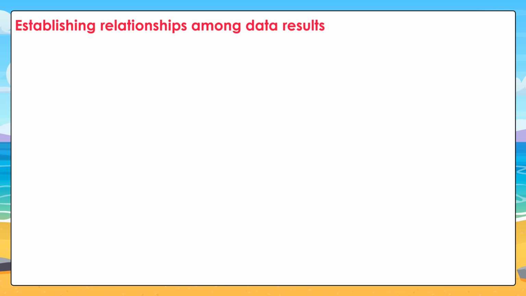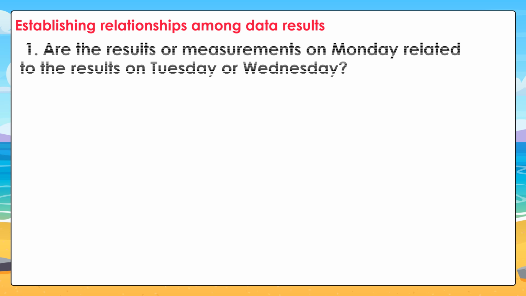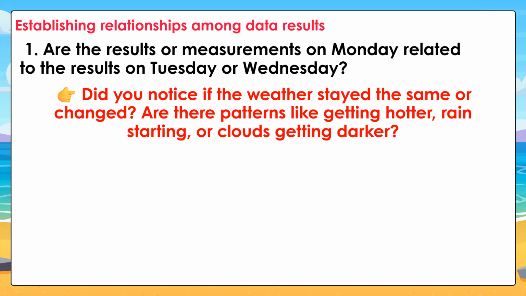Establishing relationships among data results. Number 1, are the results or measurements on Monday related to the results on Tuesday or Wednesday? Did you notice if the weather stayed the same or changed? Are there patterns like getting hotter, rain starting, or clouds getting darker?